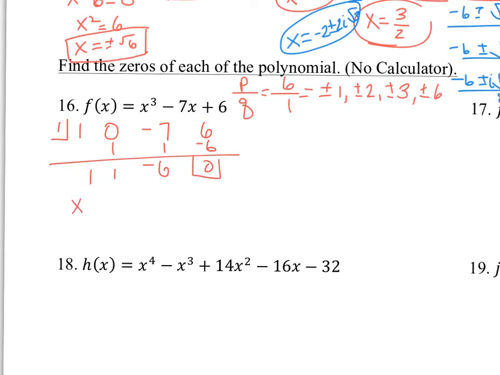Now notice I'm left with x squared plus x minus 6, which means now I can factor it. Factors of 6 that make 1: positive 3, negative 2. So x equals negative 3, positive 2, and don't forget the one you used, 1.